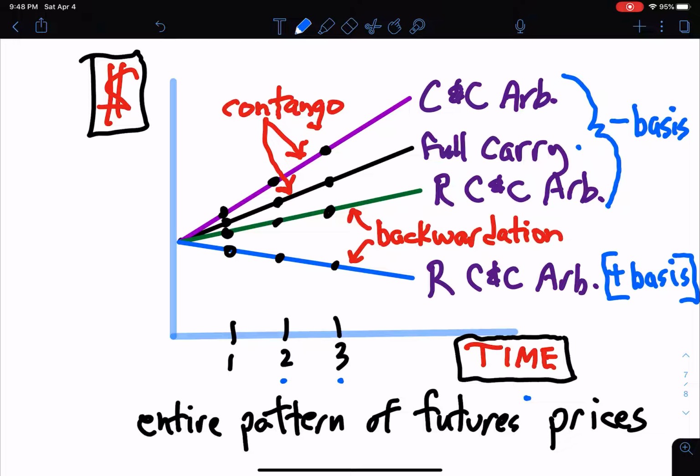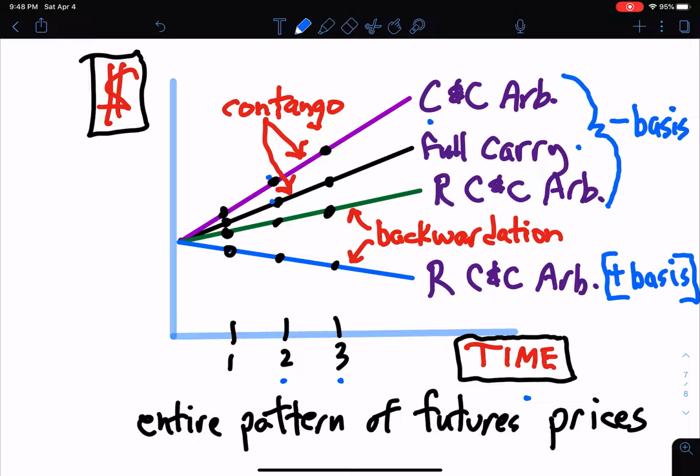Now, when we talked about cash and carry arbitrage, we were really talking about a circumstance along the purple line here. In other words, let's just choose number 2, for example, the futures contract that will have delivery in 2 periods. This is the full carry price right here, but the actual price of the futures contract was right there. And as we saw, whenever the futures price is higher than it should be, cash and carry arbitrage is called for. That's why I've labeled this cash and carry arbitrage up here.